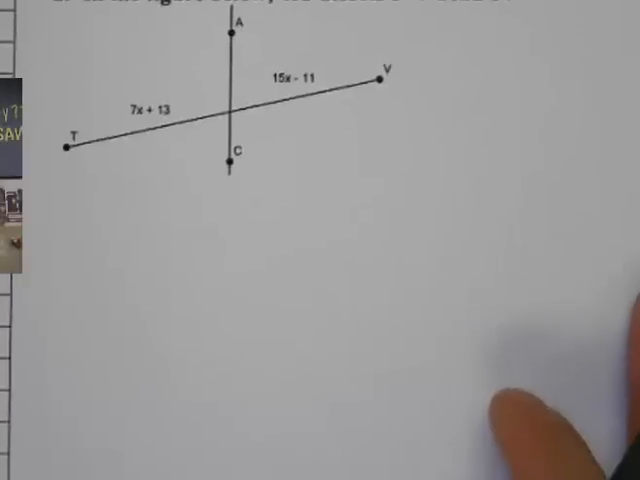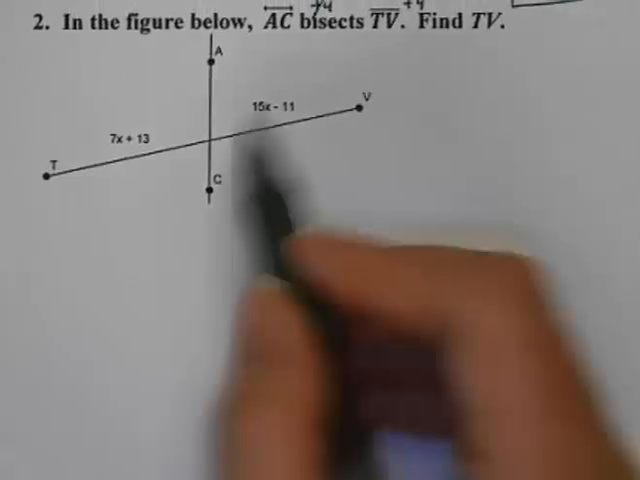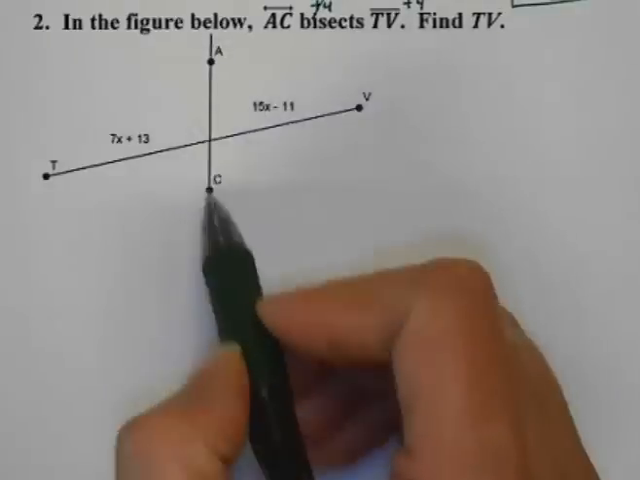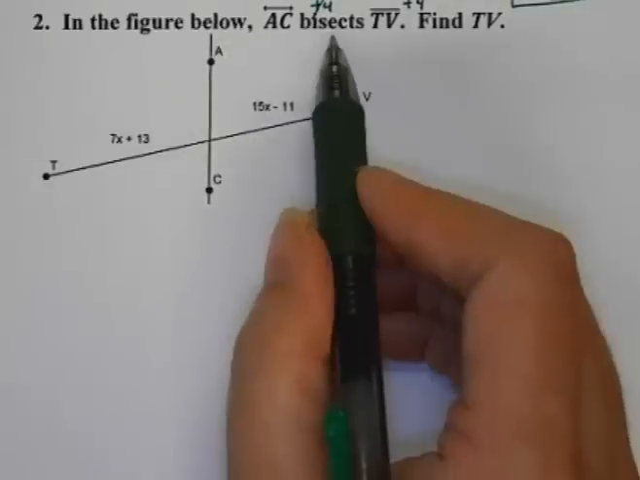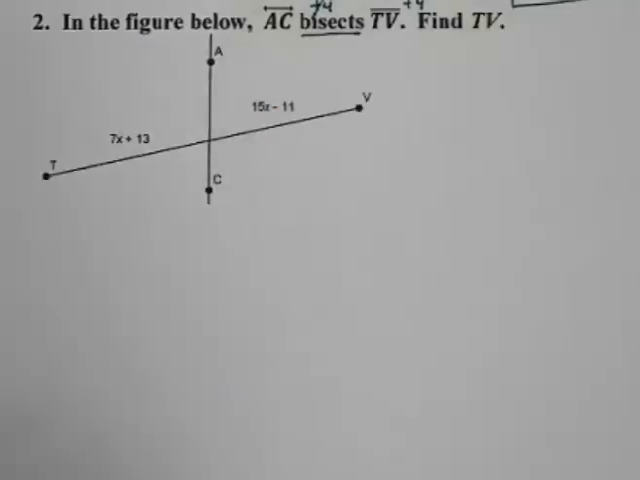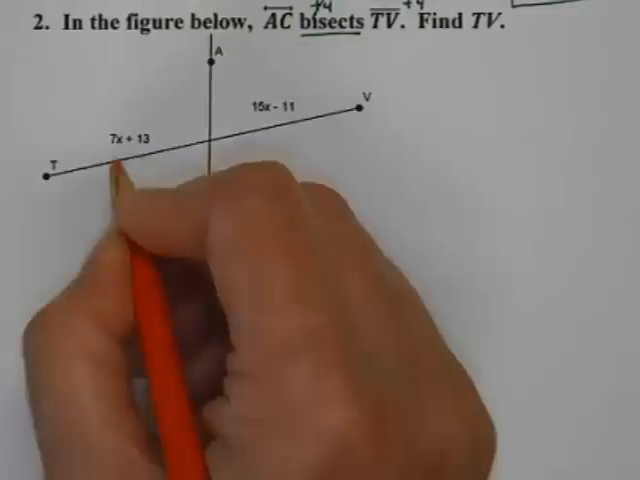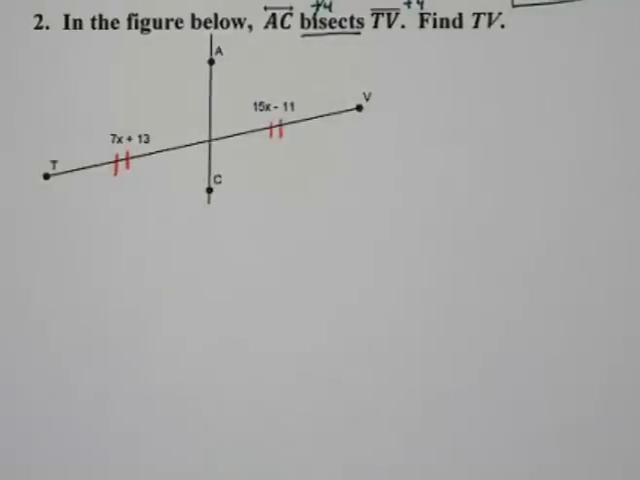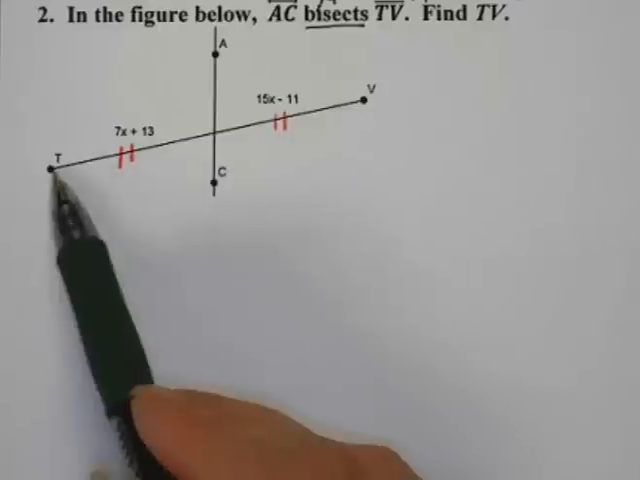In our last example, we see this figure, and in our directions it says that the line AC here bisects segment TV. So again, bisect is the verb for cuts right in half directly into two pieces that are congruent. Let me tick mark that to help us see it. This is a match to this. So we have to find the length of TV.